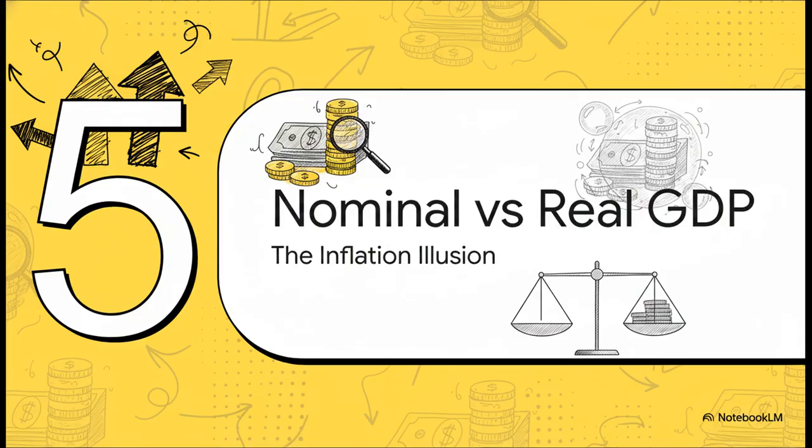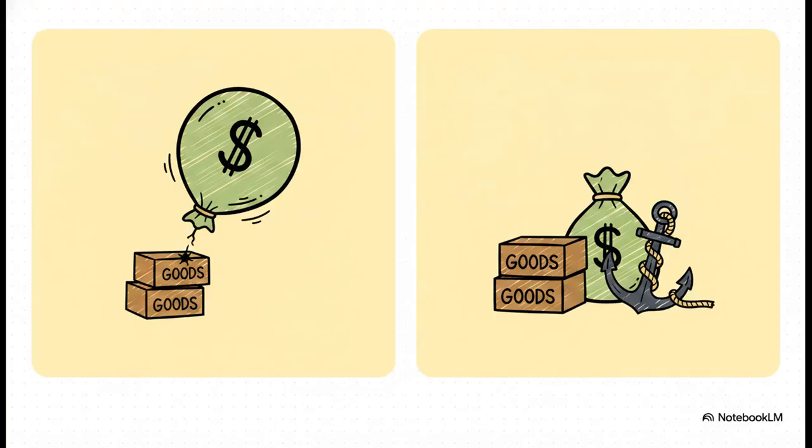Finally, Section 5, nominal versus real GDP. Let's zoom back out to the macro level to address a massive illusion: inflation. You see, when a country reports its GDP, there are 2 ways to present it. Nominal GDP is the raw measurement using current prices, meaning the actual prices paid in that specific period.